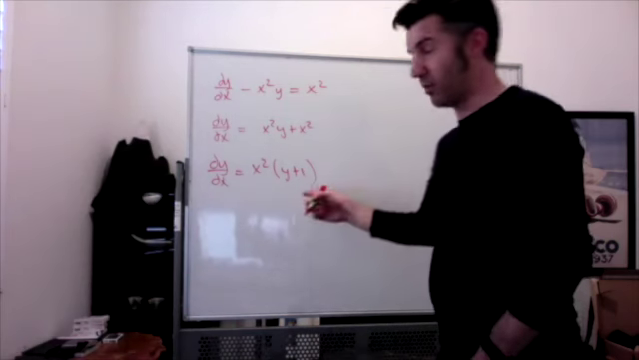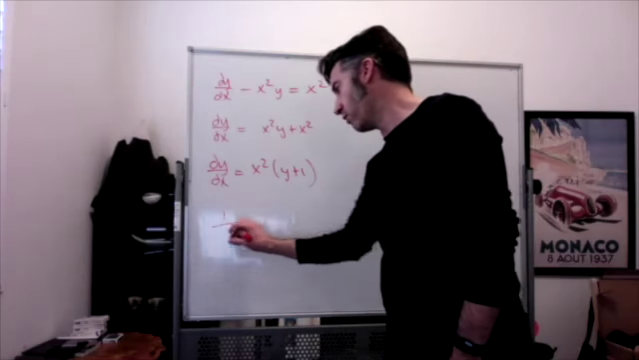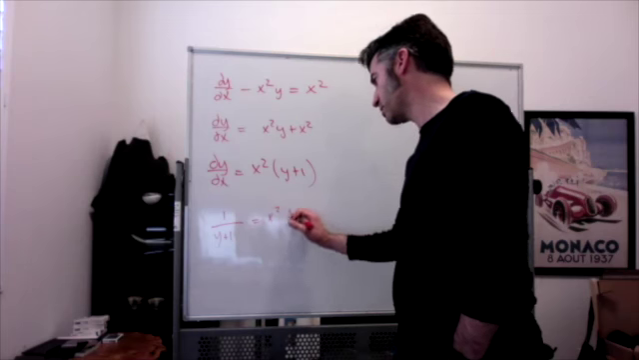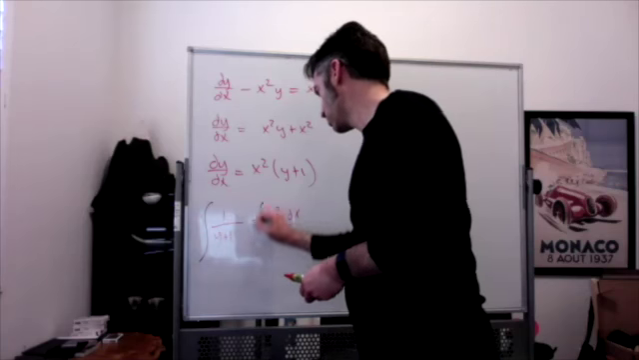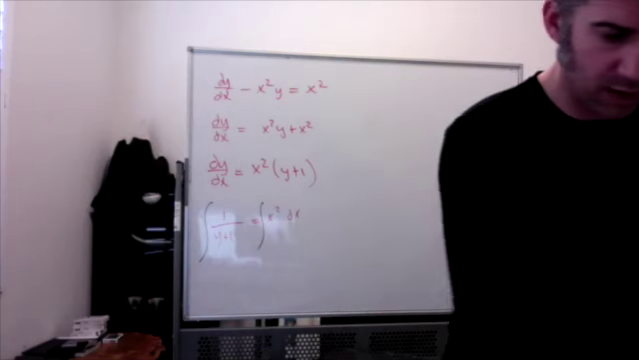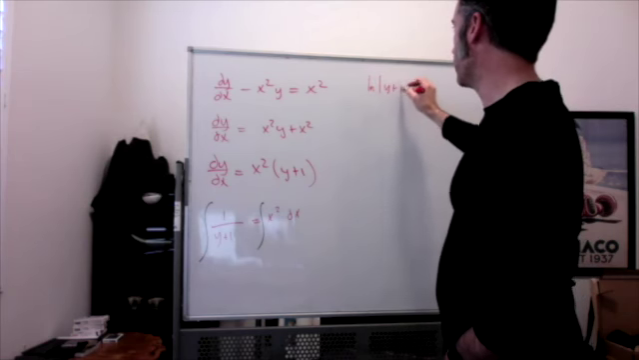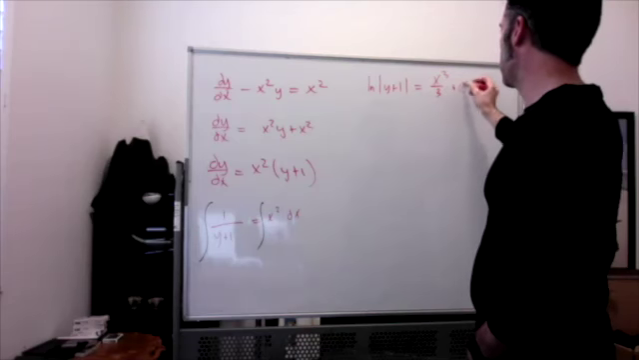So then we're going to separate the variables. We're going to bring the y plus 1 down to the bottom. So I have 1 over y plus 1 dy equal to x squared dx. We're going to integrate both sides, as you do. And we're going to get the natural log of the absolute value of y plus 1 equal to x cubed over 3 plus c.